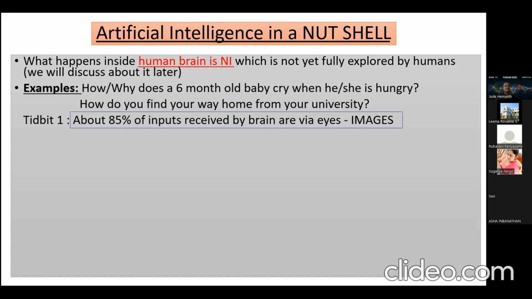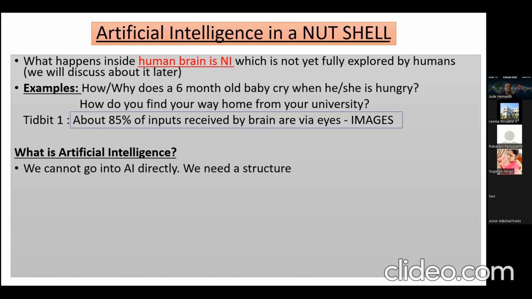That doesn't mean other data are useless. Our human body should work in unison, so all the data are important. Now come to the concept of AI. When you say AI, you must now be in a position to understand what I'm going to talk about. We cannot go into AI directly. We need a structure. That's why people say hardware and software.